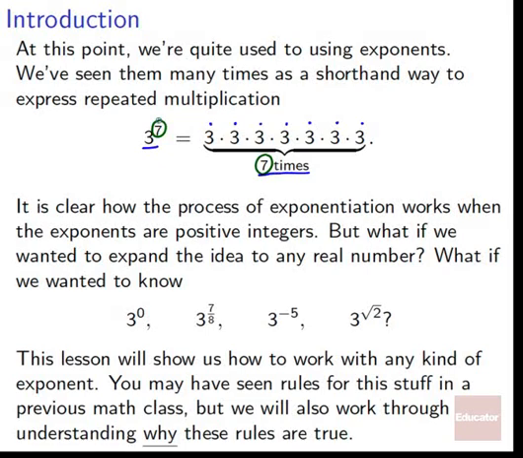It's clear how this process works when the exponents are positive integers. It's just multiplied by itself that many times. But what if we wanted to expand to any real number? What if we wanted to be able to exponentiate to any real number at all? If we wanted to know things like 3 to the 0, 3 to the 7 eighths, 3 to the negative 5, or 3 to the root 2, how can we deal with that? So this lesson will show us how to work with any kind of exponent, any real number.